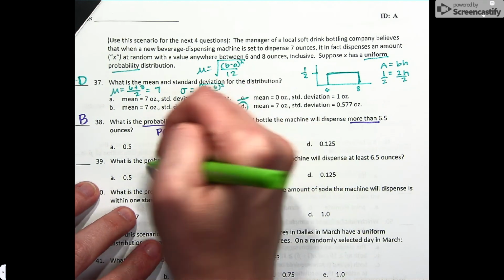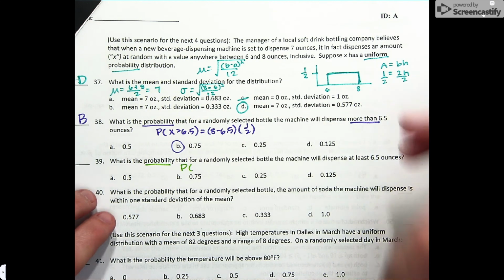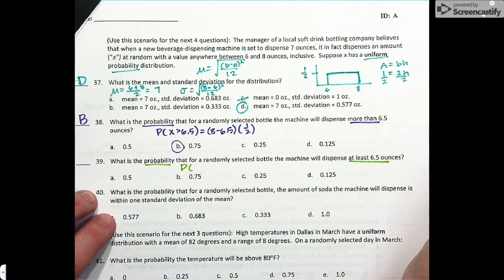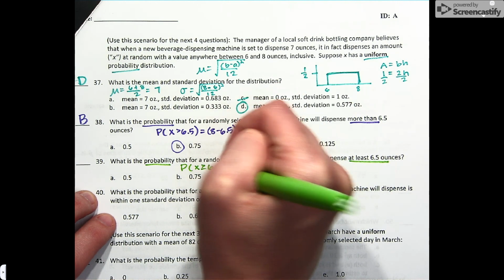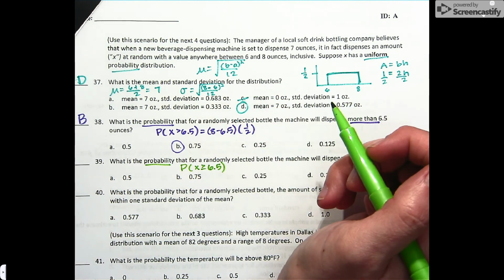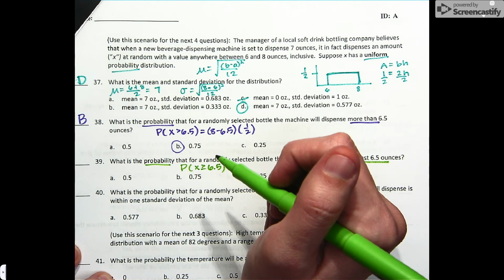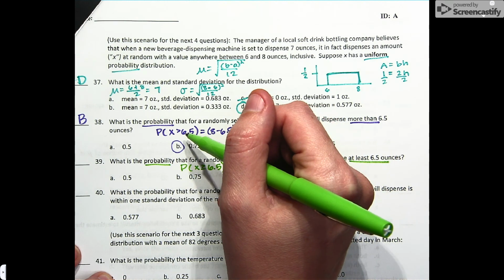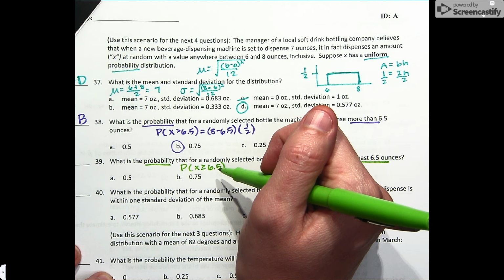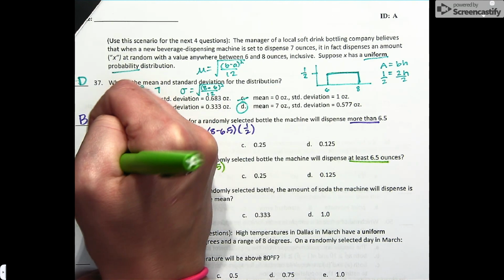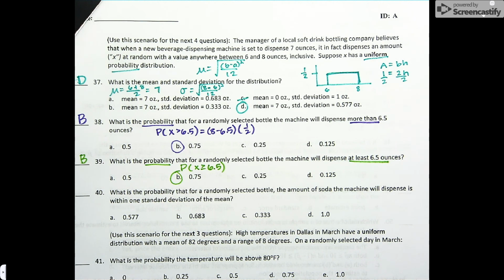What's the probability? So another probability problem that for a randomly selected bottle, the machine will dispense at least 6.5 ounces. Remember, at least means greater than or equal to 6.5. Well, remember, in a continuous distribution, you can't equal a set value. If it's at a set value, the probability of that happening is 0. So me saying greater than 6.5 and me saying greater than or equal to 6.5 is not going to change anything. The only time that changes is if you're a discrete distribution, like the binom PDF and CDF stuff, that matters. But for continuous distribution, so that's uniform and normal curves, it doesn't matter whether you include the value or not.